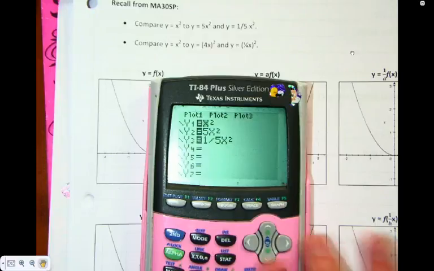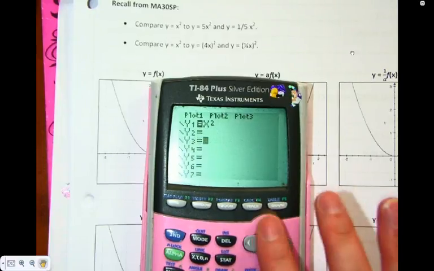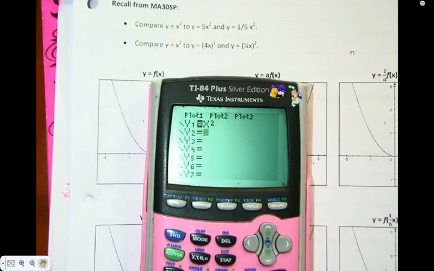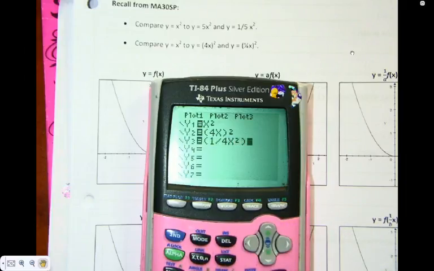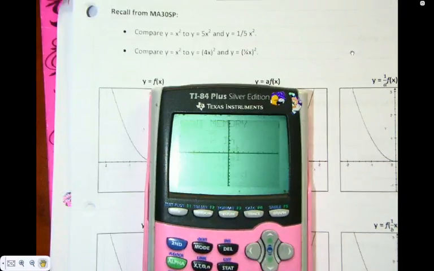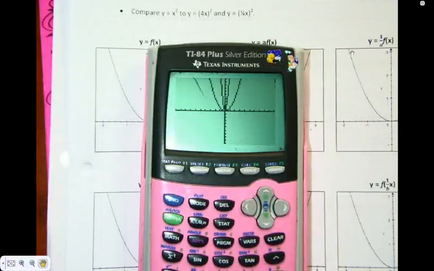Go back into your y equals. I'm going to clear out y2 and y3. I'm going to keep my y1 for now. And this time I'm going to put the brackets in. So I'm going to go bracket 4x bracket squared. And let's compare that to bracket 1 divided by 4, or 1/4 x squared bracket. And zoom standard, and they'll come in order. So base parabola, skinny parabola, wide parabola.